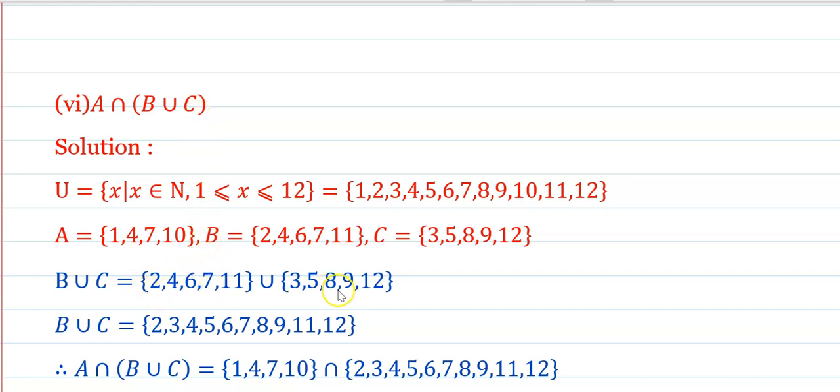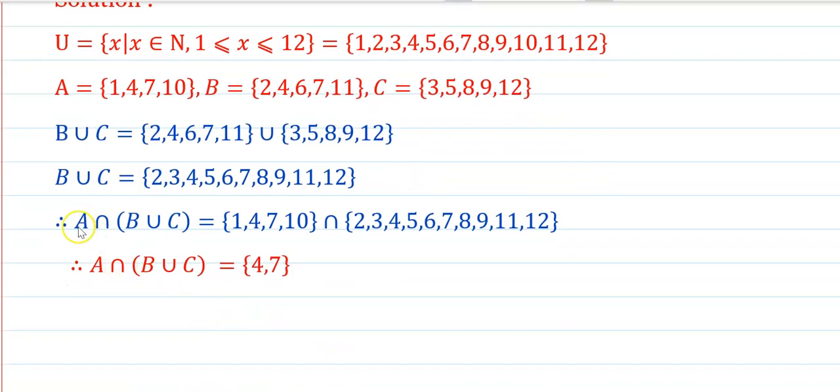Next, A intersection in bracket B union C. म्हणजे B union C आपण आधी find out करणार, which is 2, 3, 4, 5, 6, 7, 8, 9, 11 and the 12. Okay. मग त्याचं intersection कोणाशी घेणार तर A शी घेणार. What is A? 1, 4, 7, 10. Okay. And the common element from these two sets is 4 and 7 only.